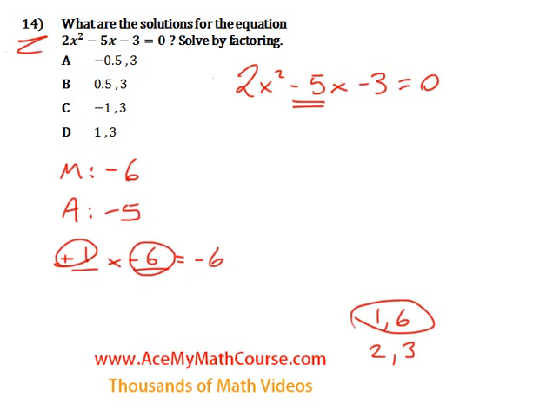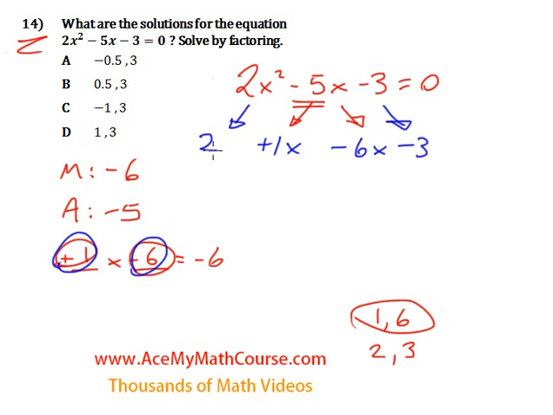So, what do we do again? We split up the negative 5x into 1x minus 6x. And we bring down the minus 3 and the 2x squared as well. And that's equal to 0 still.